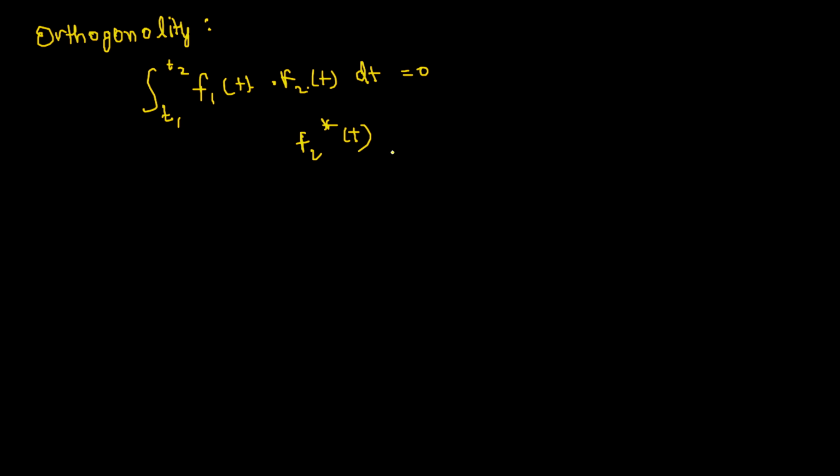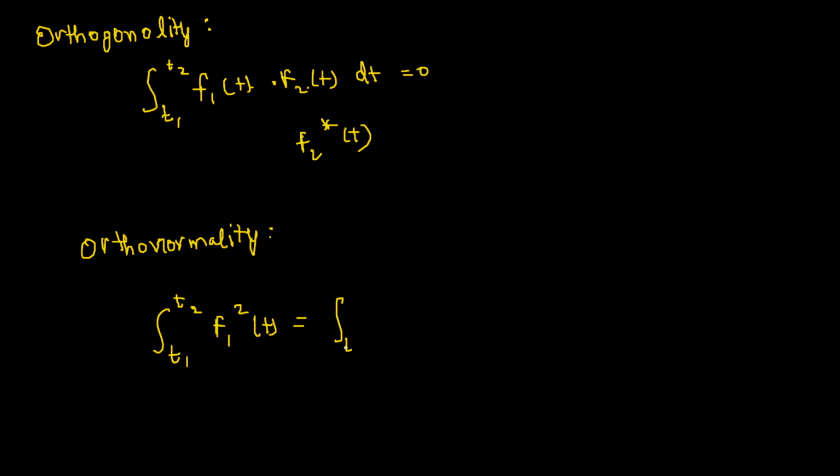And again here, if the functions are complex, then instead of f2 of t we write conjugate of f2 of t. And orthonormality is when the condition is that the integration of squares of both the functions is equal to 1. Integration of t1 to t2 f1 square t is equal to integration of t1 to t2 f2 square t is equal to 1. Both of them are with respect to t again. So this is the condition for orthonormality.